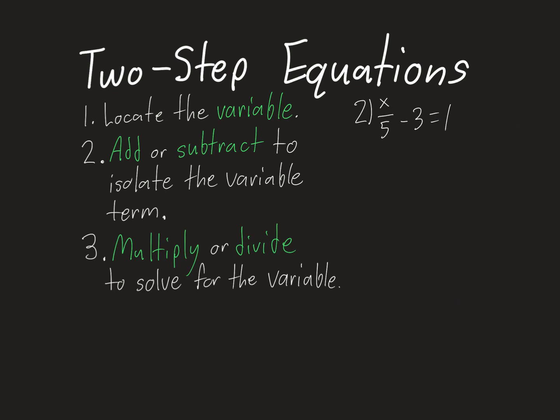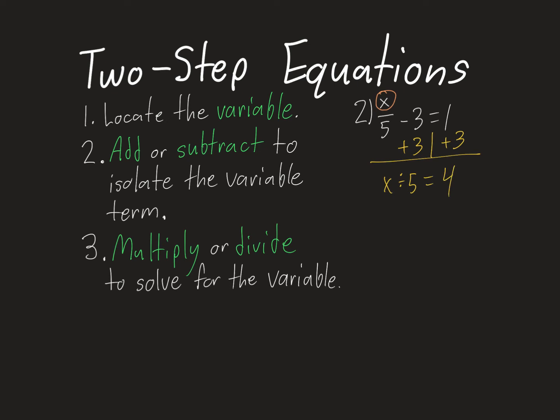Let's try another example. x divided by 5 minus 3 is equal to 1. First we locate our x, then we will need to add or subtract to isolate the variable term. Our variable term is x divided by 5. So to get that by itself, we will need to get rid of this minus 3. The inverse of subtracting 3 is adding 3. Once again, whatever we do to the left side, we must do to the right to keep it balanced. So we are left with x divided by 5 is equal to 4.